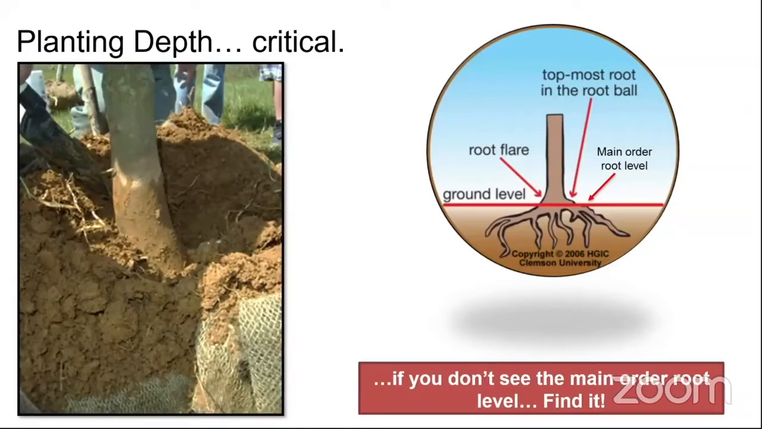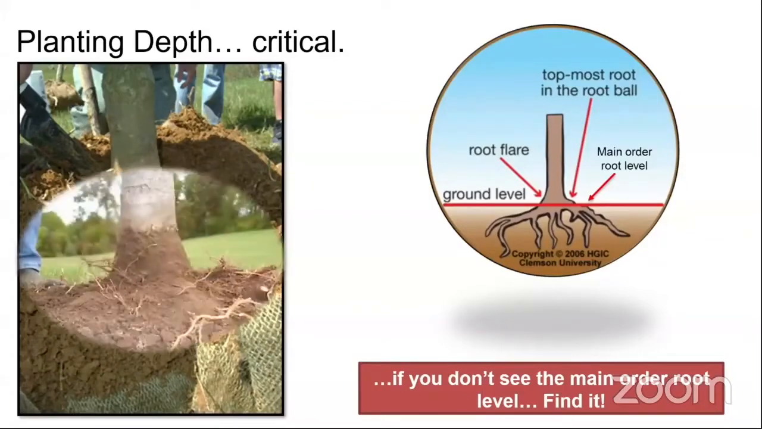So oftentimes in the nursery, they are planted too deep as part of the nursery production process. And it's important for us to locate that or find it to make sure that we plant the tree at the proper grade. Excessive planting depth is one of the greatest problems that we have as far as tree mortality 5, 10, and even 15 years down the road.